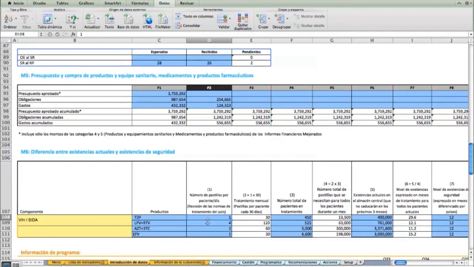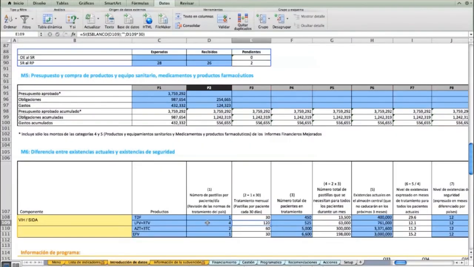The first column indicates how many pills per patient per day are necessary, which has been established in the country, whether bottles, drinks, or pills. This column automatically multiplies that number of pills by 30 days to establish the minimum number the patient needs for a 30-day period. Then, we require the number of patients under treatment that exist in the country for that medication. Once the number is established, we automatically get a column that multiplies the number of patients by the number of pills that are required in the period.